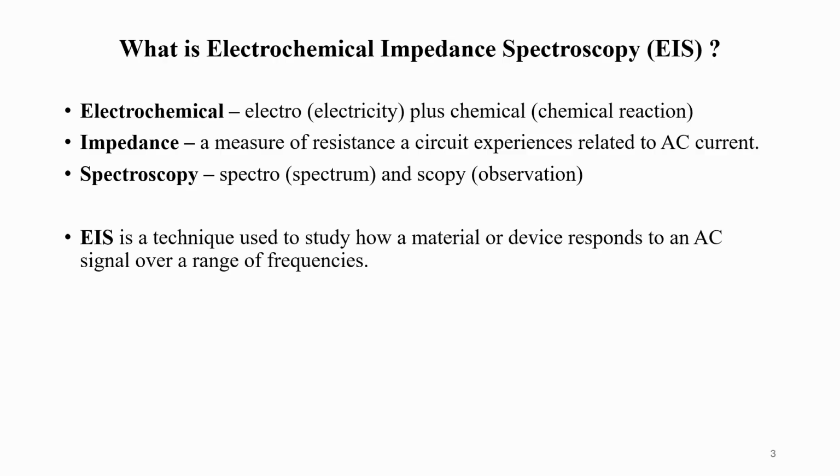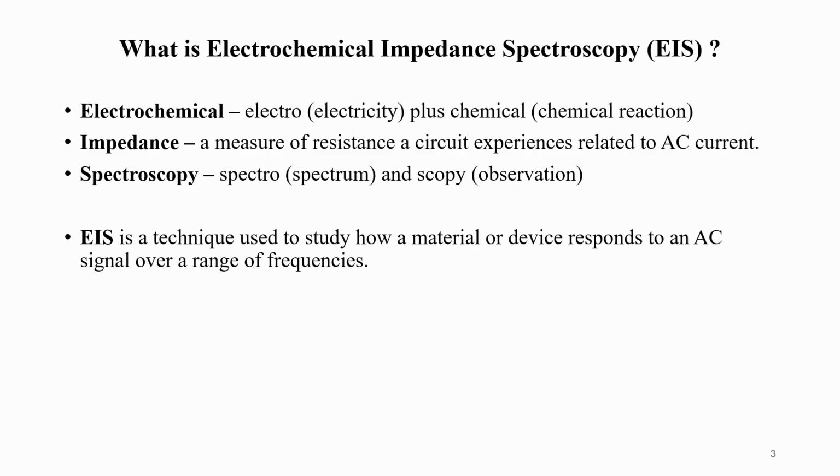What is electrochemical impedance spectroscopy? To understand EIS, let's break down the name. Electrochemical means the relationship between electrical signals and chemical reactions. Impedance means how much a circuit resists the flow of AC current. Unlike simple resistance, impedance also includes effects from capacitance and inductance. And spectroscopy means observing a response over a range of frequencies.